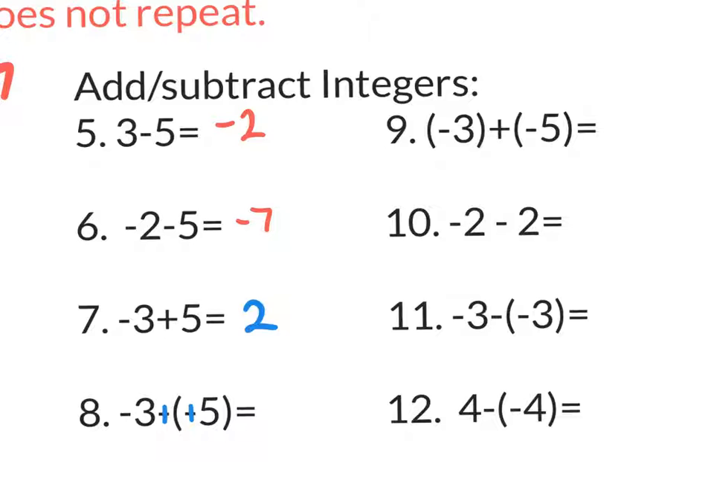So what do we have here? We have you owe somebody $3, but you have $5 in your pocket. You're cool. You can pay them off. If you do pay them off, you're going to have $2 left over. So it's actually the same problem as number 7. It just looks a little different.